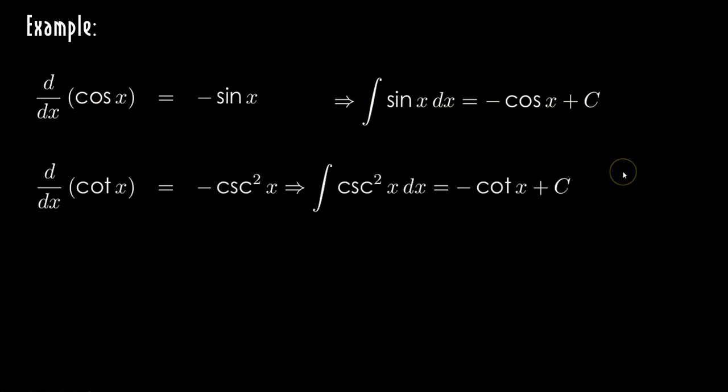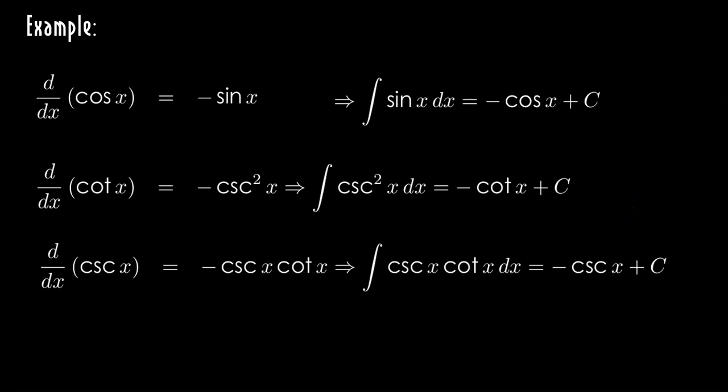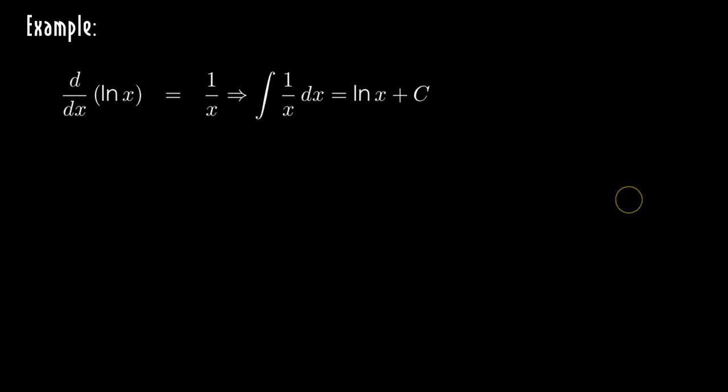The derivative of cotan is negative cosecant squared x, which means the integral of cosecant squared x is negative cotan x plus c. Same thing with cosecant. We know the derivative of cosecant is negative cosecant cotan, so the integral of cosecant cotan is negative cosecant x. I have all of these formulas up on Canvas, so don't feel like you need to write all of this down right now. The derivative of natural log is 1 over x, so the integral of 1 over x is natural log of x plus c.